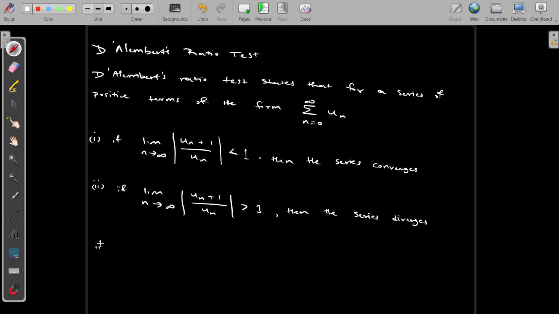And lastly, if the limit as n approaches infinity is equal to 1, we need further testing. So that could be the integral test. And as I've stated, there are a few other tests. We need to test further.